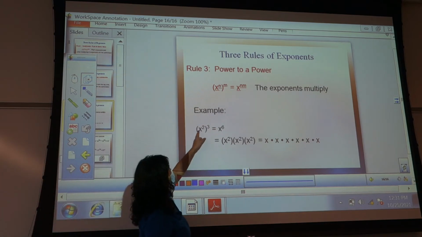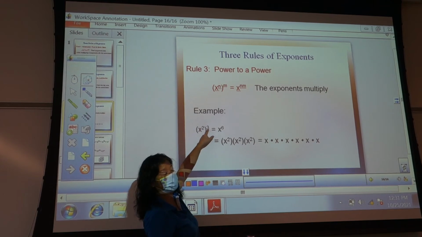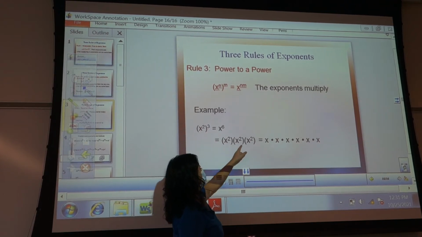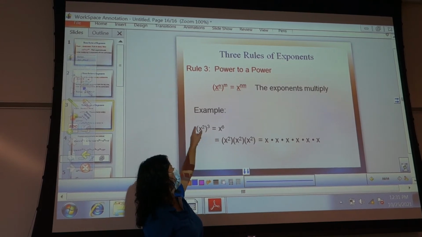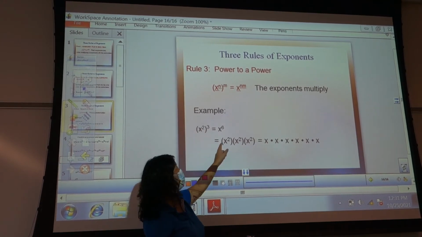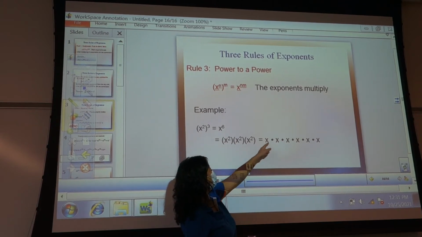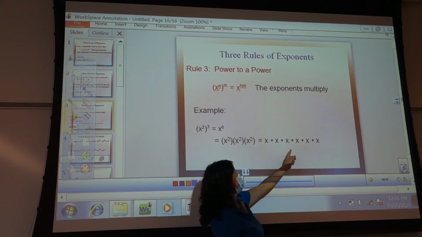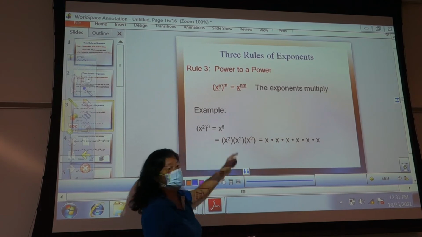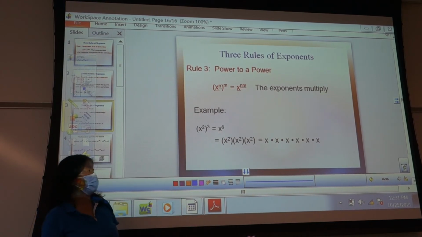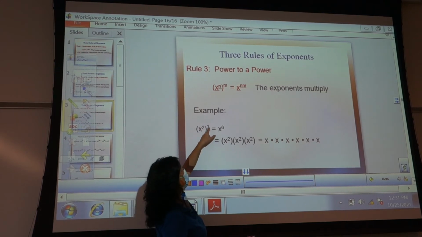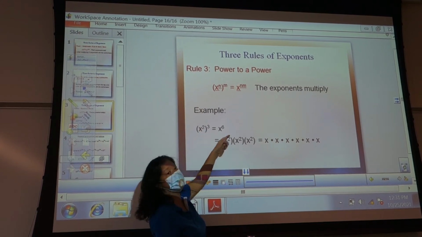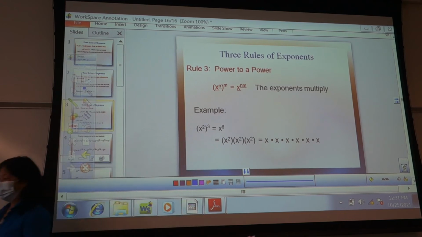For example, x squared to the 3rd power means I'm doing this multiplied by itself 3 times. So x squared times itself 3 times. That's what this means, where you multiply whatever's inside the parentheses by itself 3 times. So it's x squared times x squared times x squared. Altogether you have 6 of them. Right, so it's saying I need 2 x's 3 times, so 2 times 3. Altogether you have 6 of them.